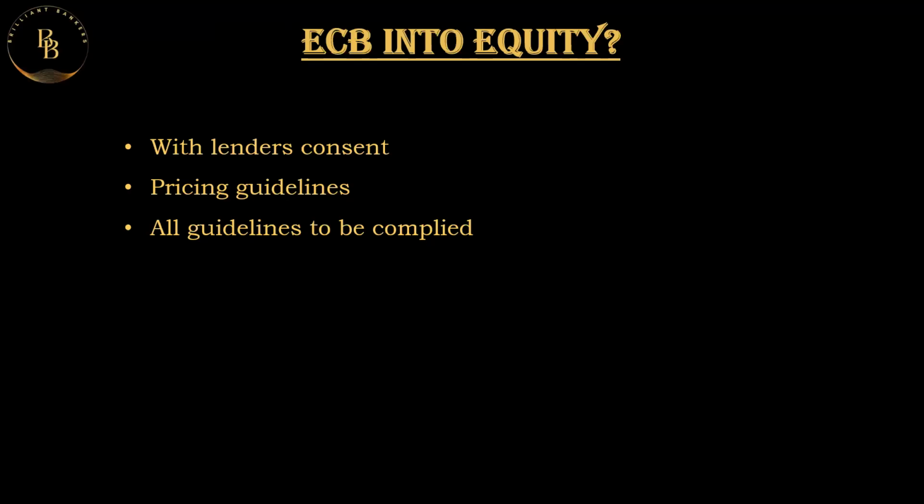The pricing guidelines are also to be adhered to. If the borrower has availed any credit facilities from the Indian banking system, all guidelines issued by the Department of Banking Regulations of the RBI are to be complied with, including the consent of the other lenders. So if the lender is ready to convert his ECB into equity, it can be done as per the pricing guidelines and also by adhering to all the guidelines of the RBI.